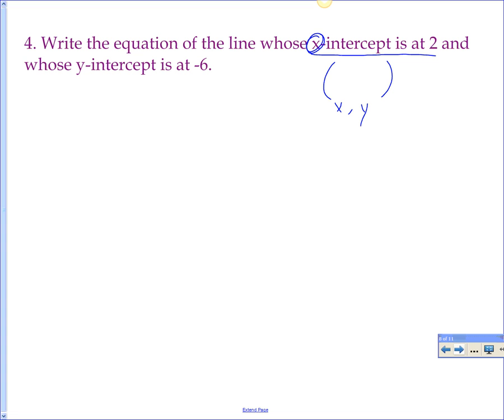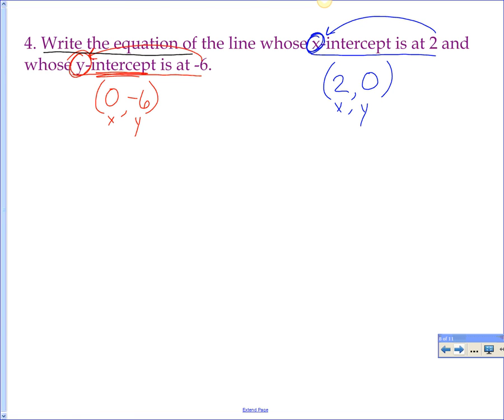Since it's the x-intercept, 2 goes in the x spot, and whenever you see the word intercept, it's always going to have a 0 in it. So your first point is (2, 0). All right, your next point, the y-intercept at -6. You need to make that a point. It is your y-intercept, so -6 goes in the y spot, and the word intercept always has a 0 with it. Okay, well, what do they want me to do?